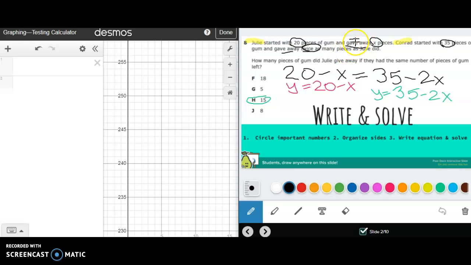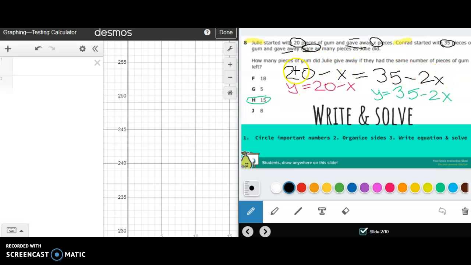Gave away, we knew was subtraction, because if you're giving something away, your amount is getting less and less. We don't know how many pieces were given away, but we do know it was x. So we took x as a number. Then Conrad was also giving things away, so we said that one was also subtraction. Twice as many just means two of whatever you had, right? So two times the x. So that's how we set it up.